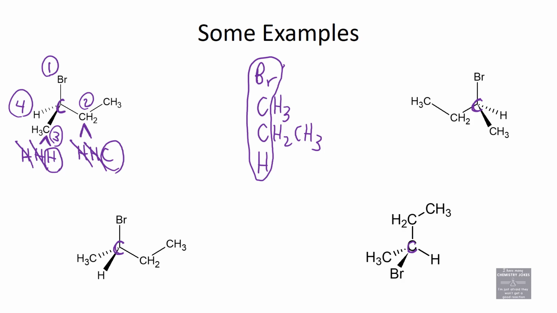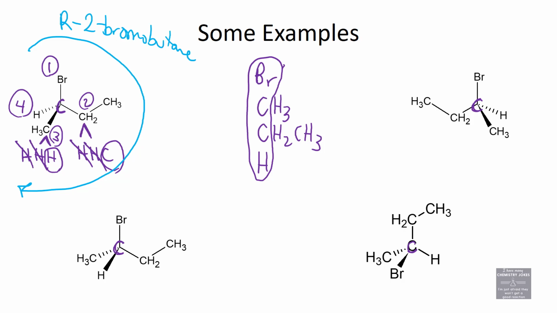Before I trace, I need to double check. Number 4 in the back? Yep. 1 to 2 to 3, that's clockwise. So this molecule is R, 2-bromobutane. Yep.